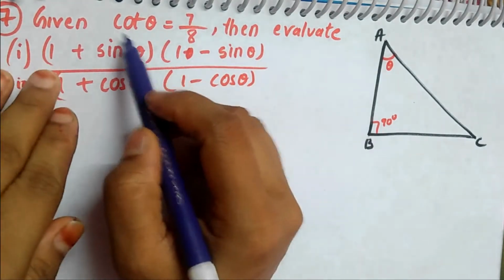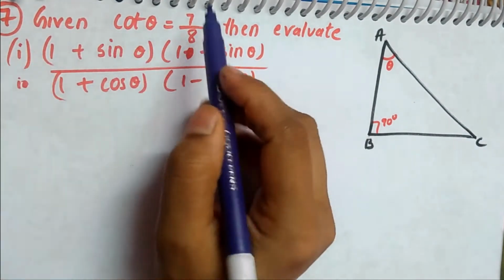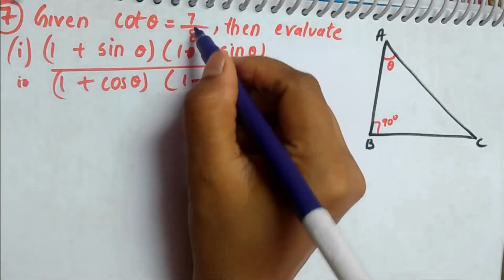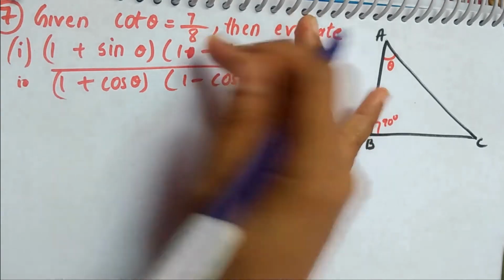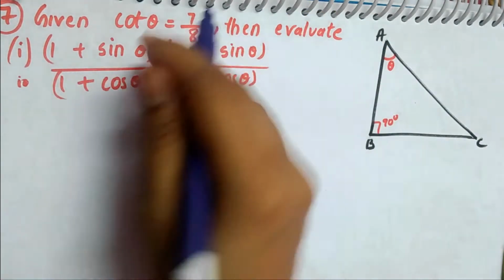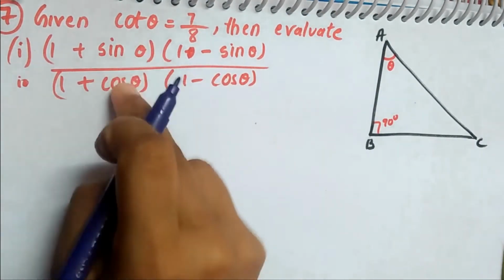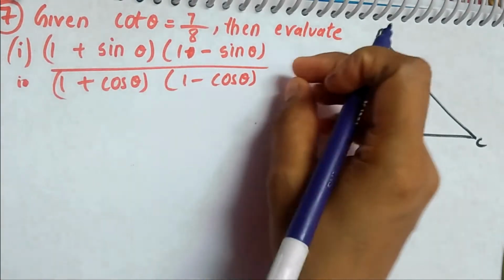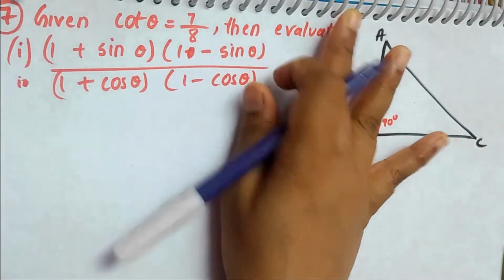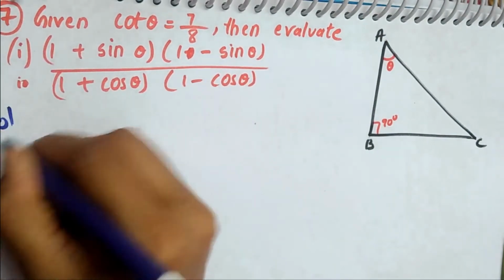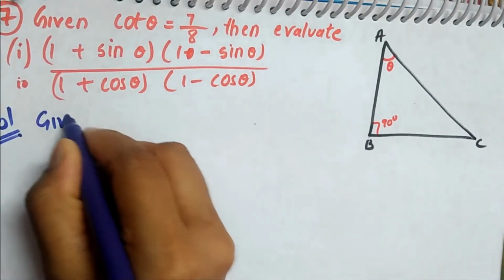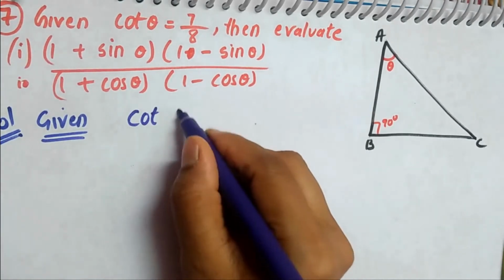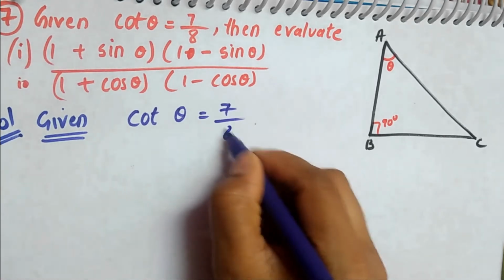Now we are given the value of one ratio, but we need to find the other ratios as well as substitute in this expression to get a compressed answer. In any problem, what you need to do is write the given. What is given here? It's just cot theta, which is 7 by 8.